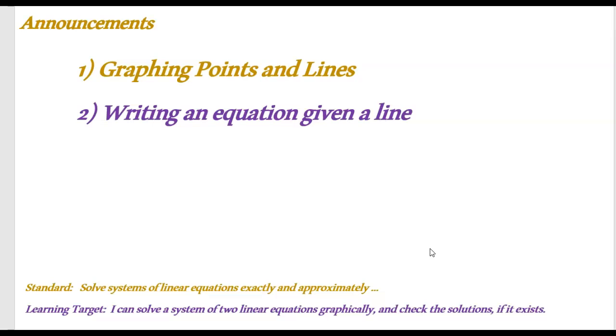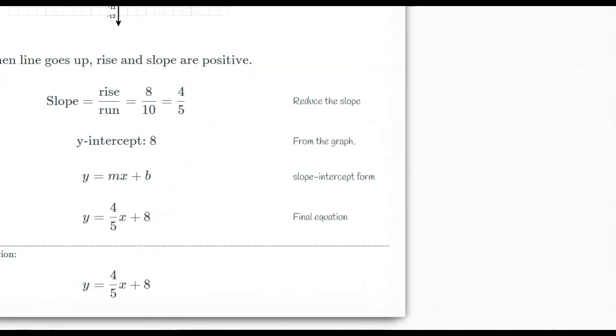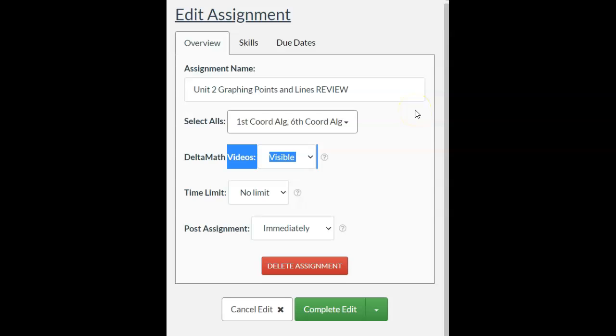So that is the lesson for today. You can graph a point, go to Delta Math and practice. You can graph a line, go to Delta Math and practice. All of this is in one assignment. Write an equation given a line, go to Delta Math and practice. So the name of the assignment for this weekend is called Unit 2, Graphing Points and Lines Review.